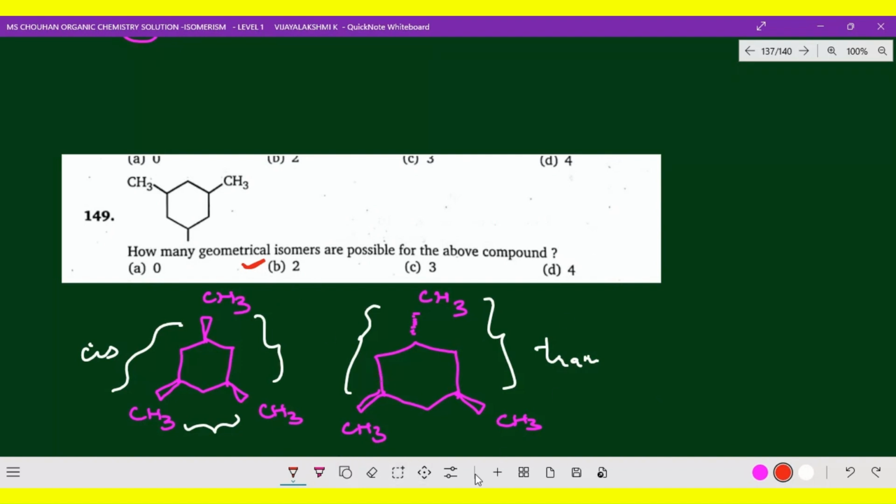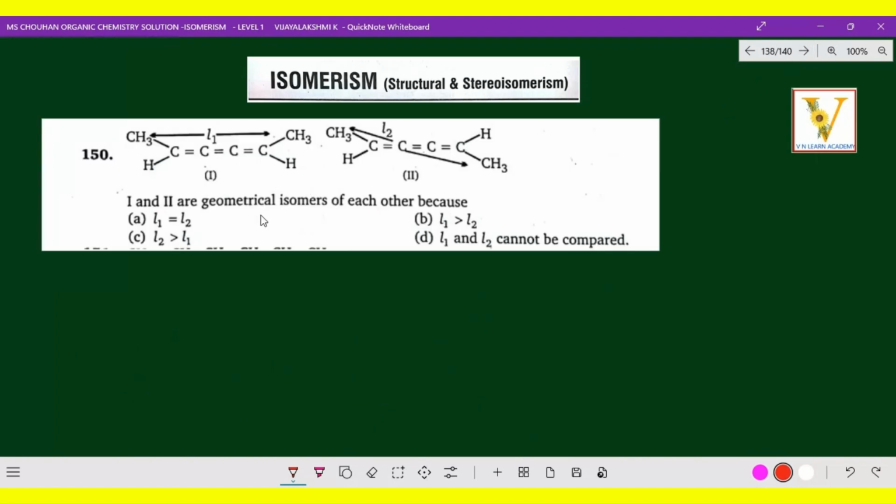Now the last question, let us check. Now in the last question we are talking about the same even cumulene, odd cumulene. So even cumulene, how many? One, two, three. Three double bonds are there. That means this is an odd cumulene. An odd cumulene can show geometrical isomers. It is possible. Now they are asking whether the first and second are geometrical isomers of each other, because L1 is equivalent to L2, L1 is greater than L2, or L2 is greater than L1, and L1 and L2 cannot be compared.